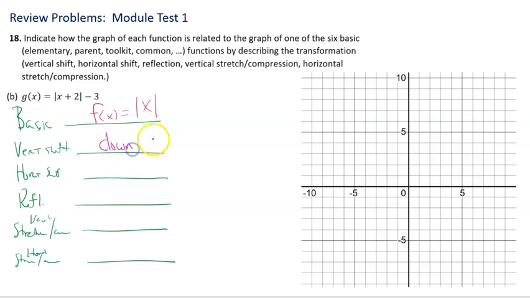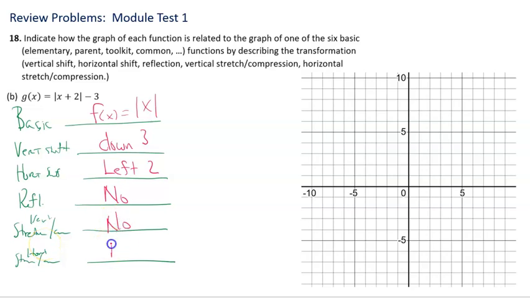So don't just tell me down by how many. Is there a horizontal shift? That means have I moved it left or right? Yes, I have. I have moved it left by 2 units, because that's what that plus 2 means. Is there a reflection? There is not. How do I know? Because there's no negative times the x, and there's no negative times the function value. Is there a vertical stretch or a vertical compression?